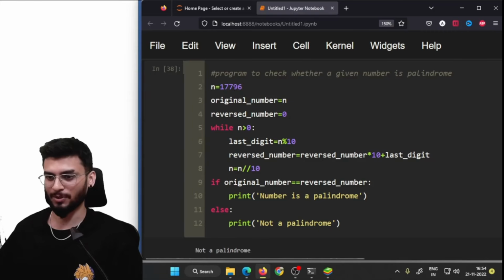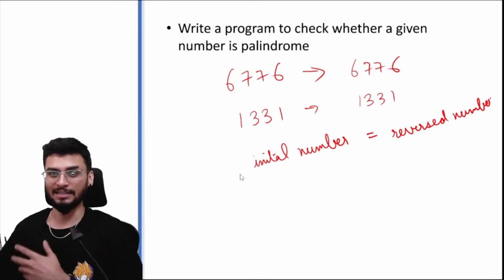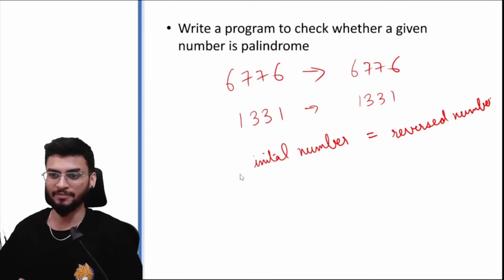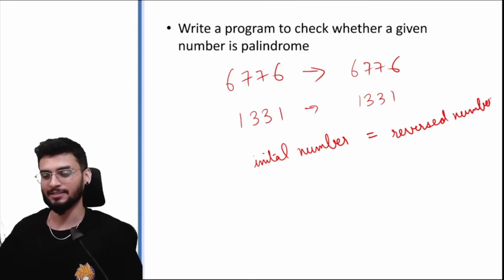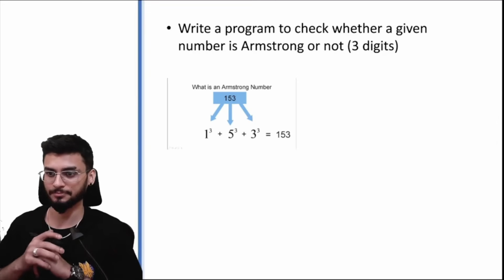So this is not a palindrome, obviously. I just replace it by this 1771 and execute it. The number is a palindrome. So this is the logic for extracting the last digit, reversing the number, and checking if it's a palindrome or not. Now, extracting the last digit, the logic is also used in other kinds of programs like this.